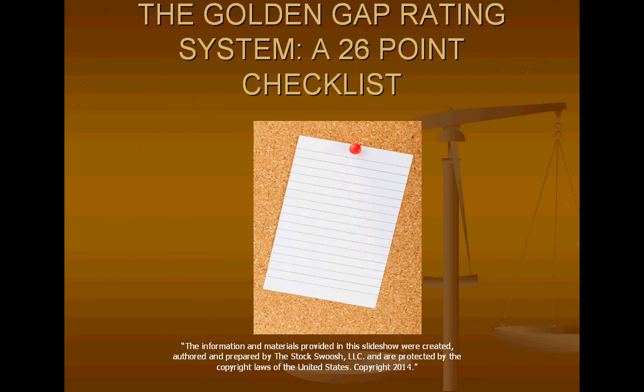So how do I do this? The Golden Gap Rating System is a checklist. It's a 26-point checklist. I go through the checklist, check it, check it, check it, and then I add them up. If they add up to 20 or more, I will watch the stock to trade in the direction of the gap. For the bullish side, you rate the gap and flip the points to the upside. For the bearish ones, you use the system, and if it's 20 or more, you use it to the downside.